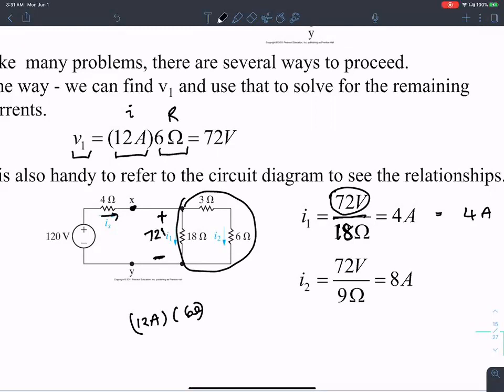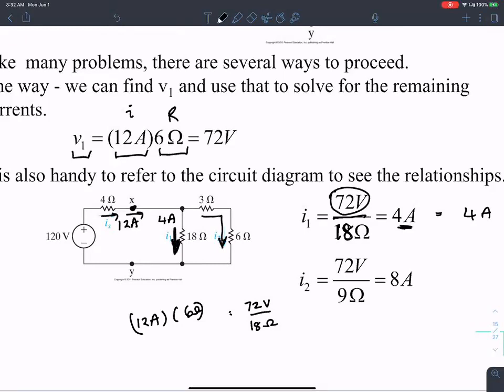So knowing that this is 72 volts, I should be able to find the value of the current in this resistance using Ohm's law, which is 72 volts divided by 18 ohms. That gave me a current of 4 amperes. So I started with 12 amperes to begin with, out of which 4 amperes is flowing through this branch. Therefore, the remaining, which is 8 amperes, has to flow through this branch.